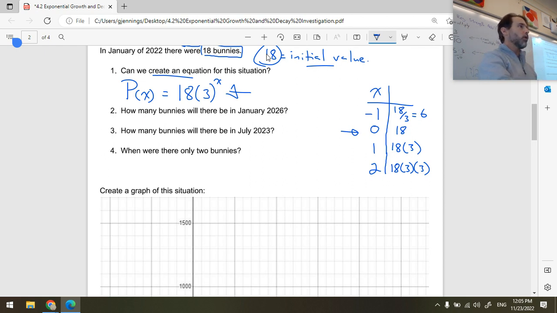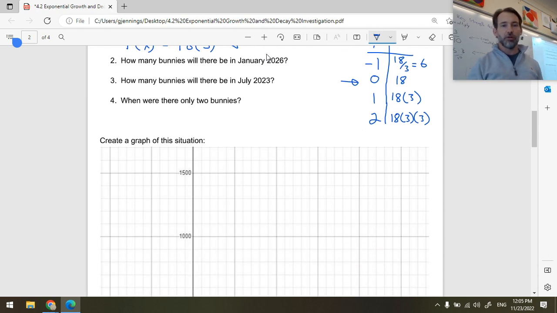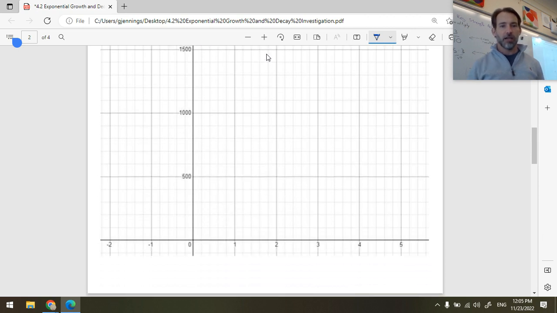If I go forward 1 year in time, I will be multiplying by 3 once. I triple once. So that makes sense. If I go forward 2 years in time, I have 3 to the 2. I'm multiplying by 3 twice. And this will continue mapping the growth of these bunnies as I go forward in time. So let's go ahead and put what we have on our graph in the table so far.